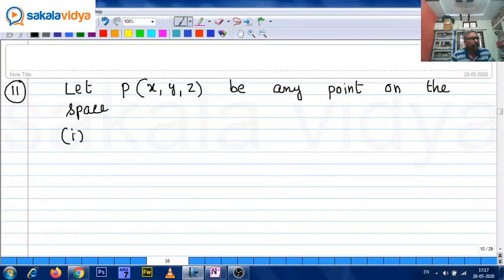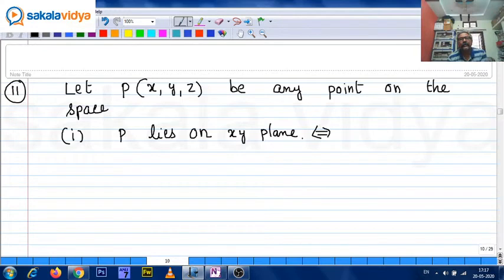Now the first option. For example, P lies on the XY plane, because in a space we have different planes. Understood now? If P lies on the XY plane, you remember the Z coordinate is absent, so Z is equal to 0.